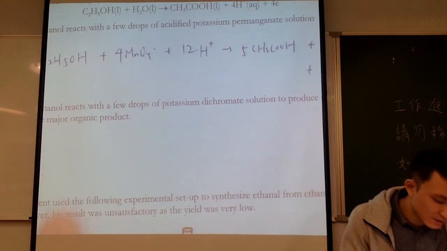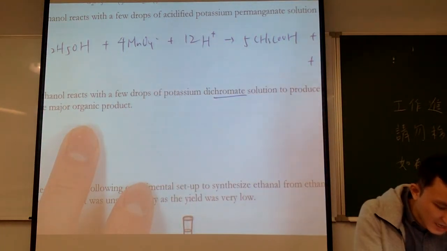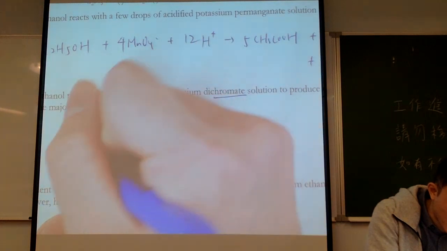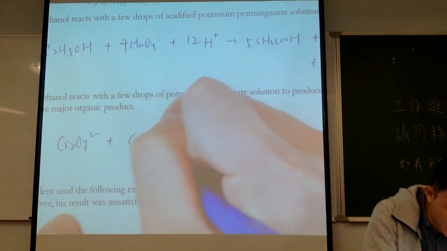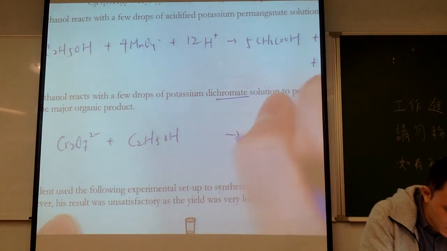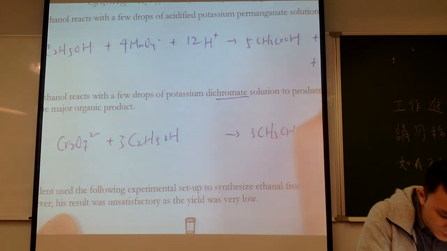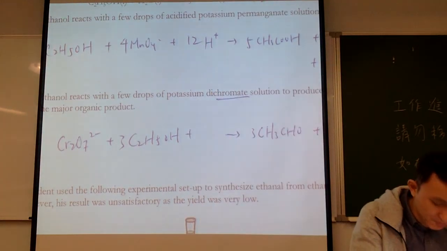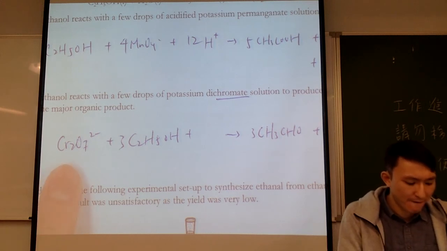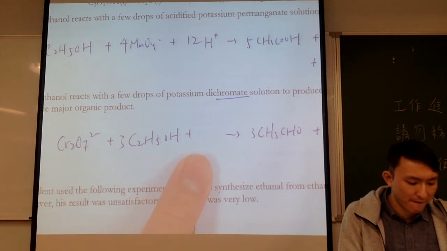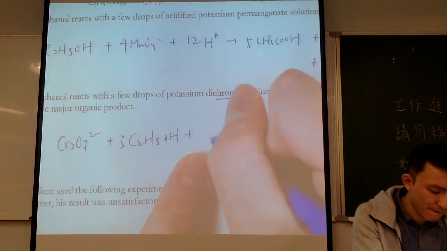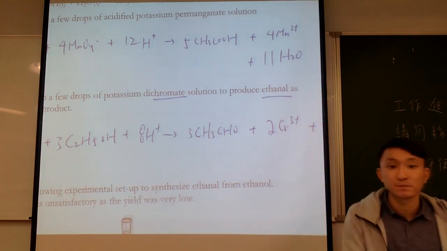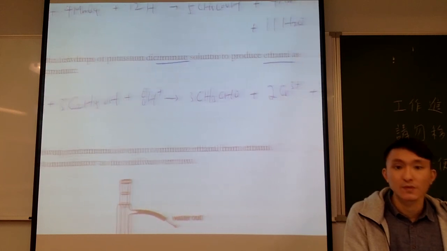And then the next one, a few drops of dichromate to produce ethanal as the major product. We use the first one, and dichromate. Dichromate is easier, so we can have this. That should be correct.